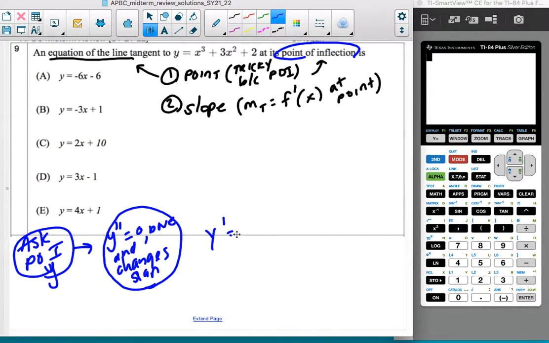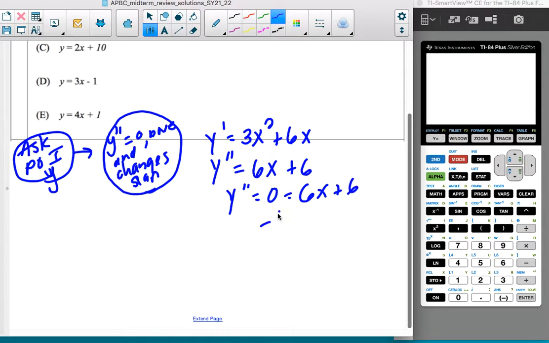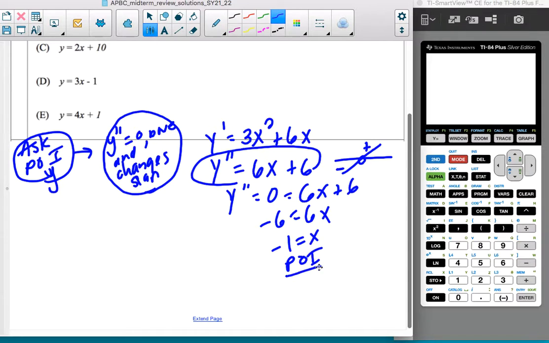So my y prime is going to be 3x squared plus 6x. My y double prime is going to be 6x plus 6. Well, hey, that's nice. I can find the point of inflection pretty quickly. There's only one time that y double prime is 0. It's going to be at x = -1, right? Because -6 equals 6x, so x is -1. And sure enough, because this is a line, it definitely changes sign at -1, right? It's negative and then positive. So the point of inflection definitely happens at x is -1.